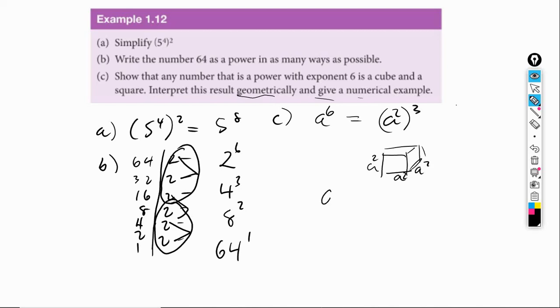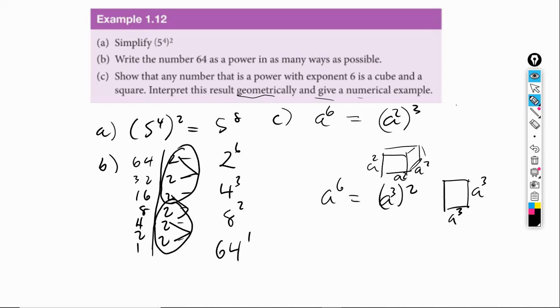We can also write a to the 6 as a cubed squared. So that means that we can think geometrically of a square that has side lengths a to the 3, whatever a to the 3 is. Because the area of the square would be a to the 3 squared.